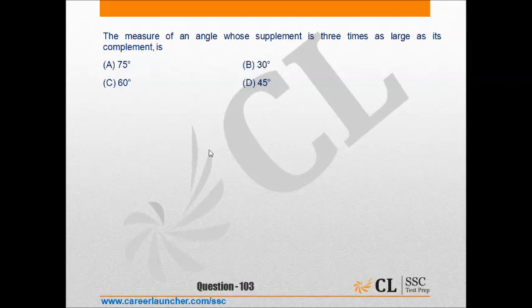Next, the measure of an angle whose supplement is 3 times as large as its complement is. We know that the sum of an angle and its complement is 90 degrees and the sum of an angle and its supplement is 180 degrees. Let the primary angle be X and its complement be Y. So this is equal to 90 degrees, and the supplement is 3 times the complement. So X plus 3Y will become 180 degrees. Solving this, I can easily get X equal to 45 degrees. Right? Answer is option D.